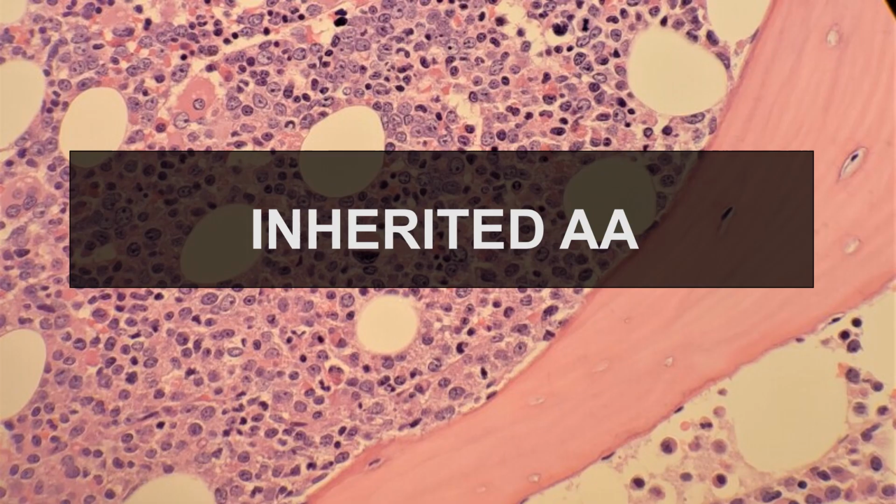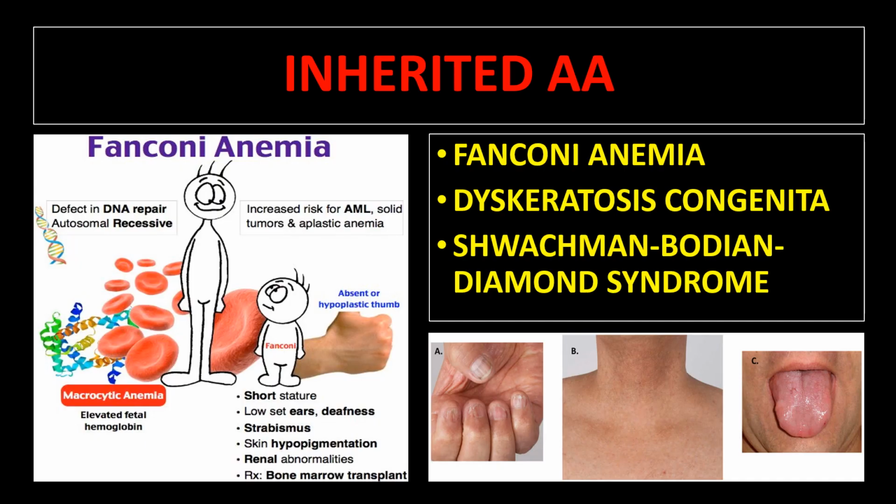Now let's proceed with the inherited type of aplastic anemia. In this type, there is slow manifestation of the disorder at an early age, and it may be associated with physical malformation. So take note, these present at an early age and may present with physical malformation. In this presentation, we'll be discussing the three most common types of inherited aplastic anemia: Fanconi anemia, Dyskeratosis Congenita, and lastly, Shwachman-Bodian-Diamond syndrome.